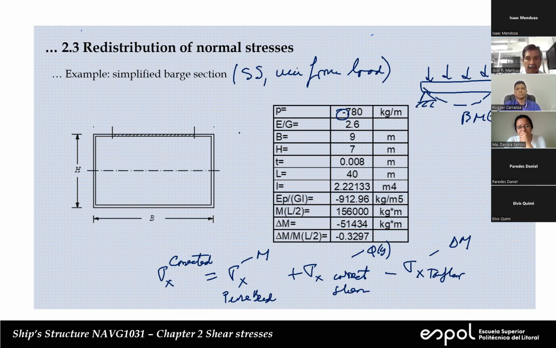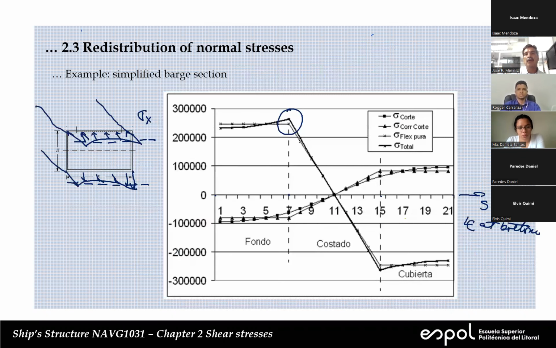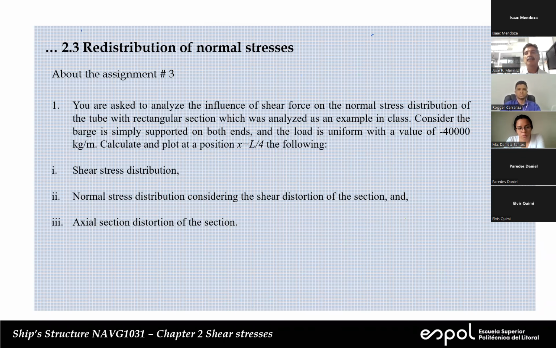The problem, as I said before, is that if we consider the simply supported case, I don't think we have done the example in class. It's fine, but I think we need to make it a little bit more realistic, and I will explain that in a minute. So it's the same rectangular section, but in a different situation. Go on, please.